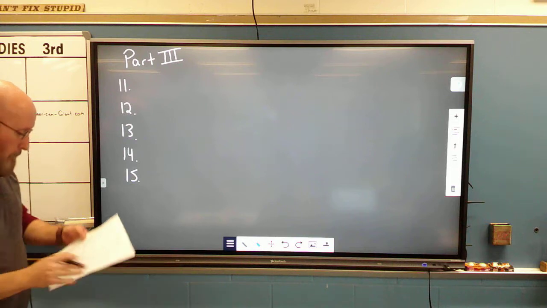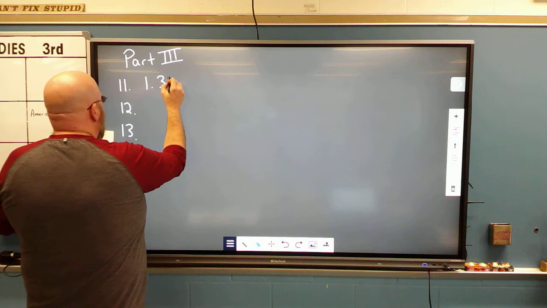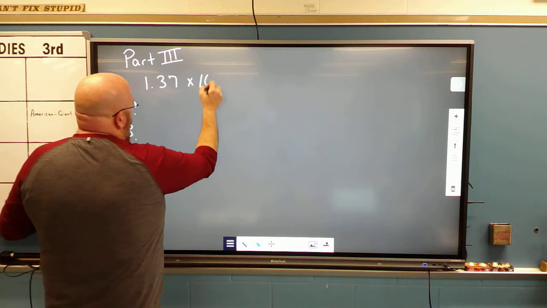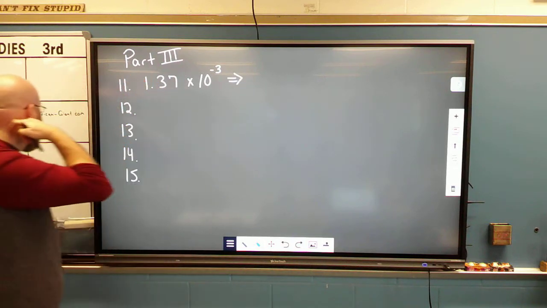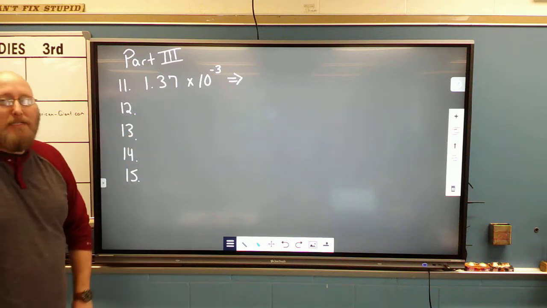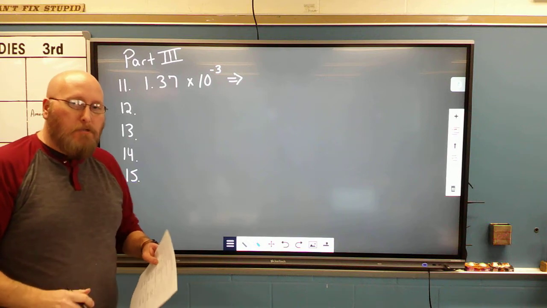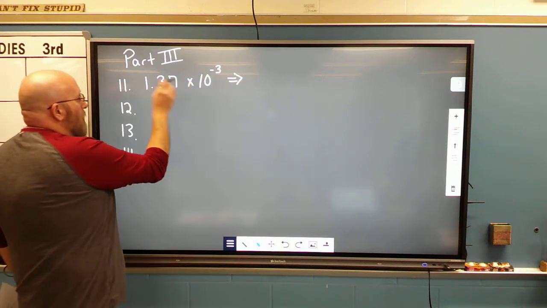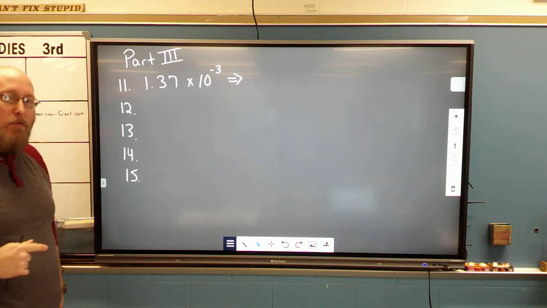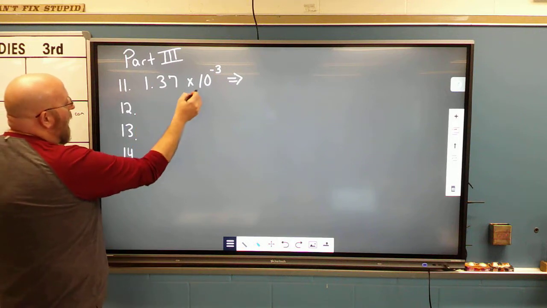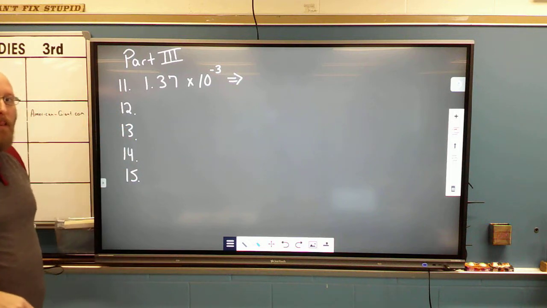Okay. So number 11 says 1.37 times 10 to the negative third. First off, guys, this exponent is negative. So the actual number is going to be less than 1. So which way am I going to have to move my decimal, right or left? If I move it to the right, that number is going to be bigger than 1, isn't it? But if I move it to the left, it's going to be less than 1.